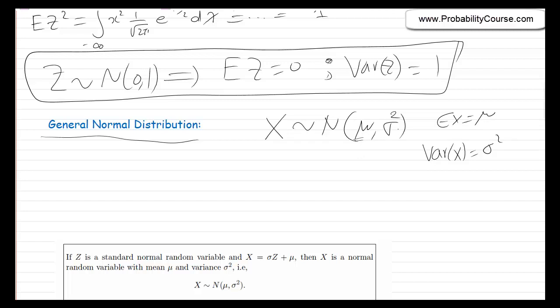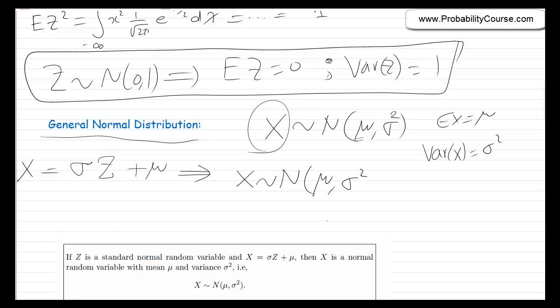Okay, so if I want to have a general normal distribution with a given mu and sigma, how do I define it, or how do I generate such X? Well, we can relate it to the standard normal. Basically, what I'm going to say is that if you get a standard normal random variable and then multiply it by sigma and then add mu, then call it X, then X is a normal random variable with parameters mu and sigma squared, right? Variance sigma squared. Why is that true?